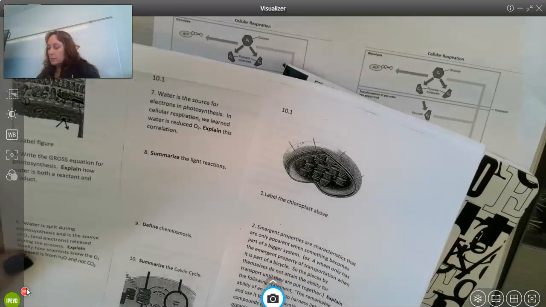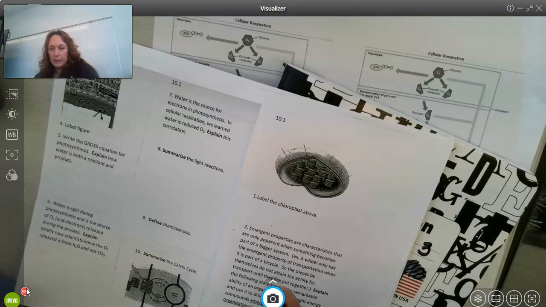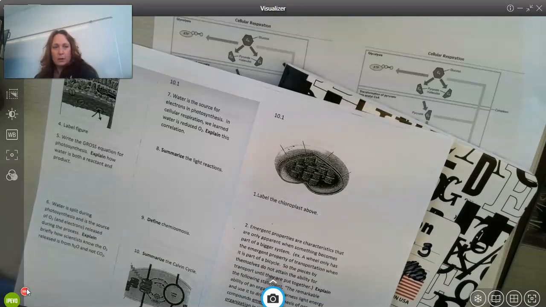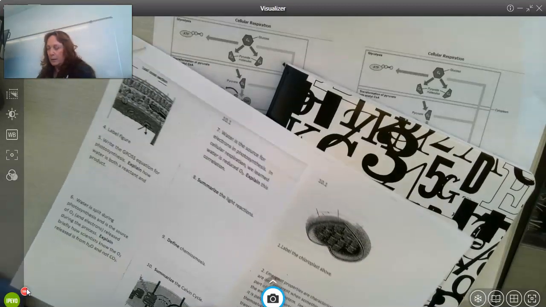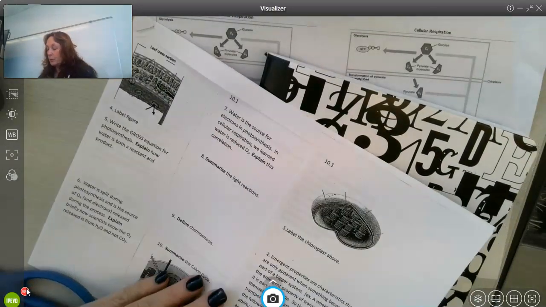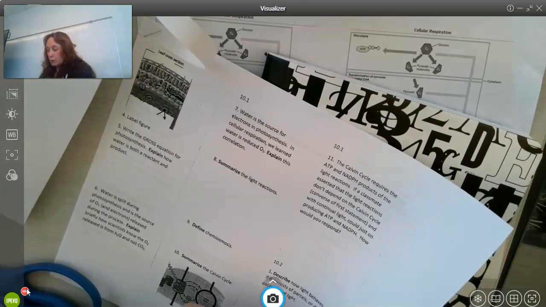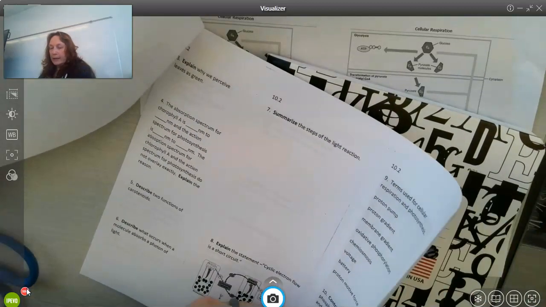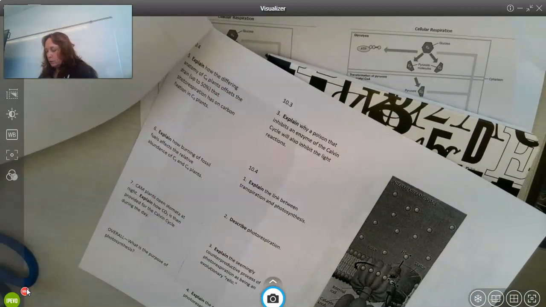So yes, I see that's chloroplast. I got that figured out. So that's not our chapter. I also see 10, but that's a lot of paper. So I'm going to flip through here because I feel certain there are things I also should be doing.